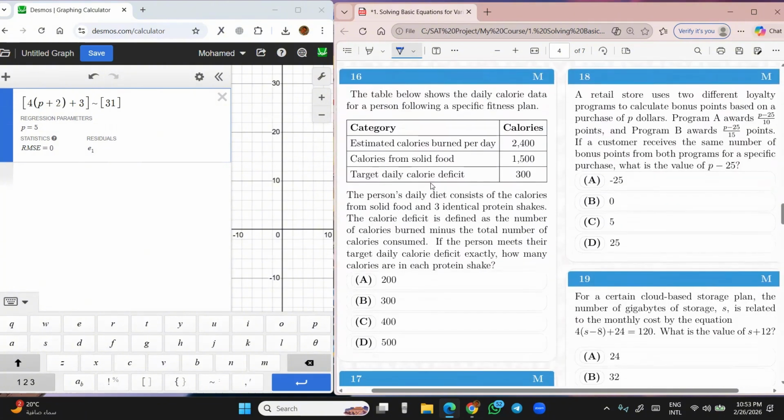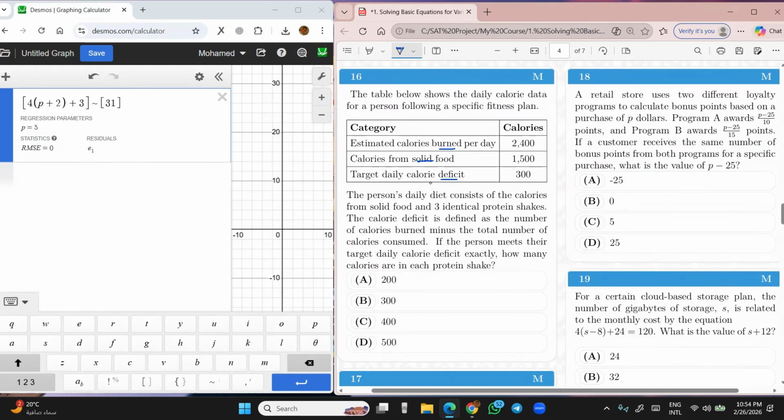Number 16, we have a table. The table below shows the daily calorie data for a person following a specific fitness plan. This number is the estimated calories burned per day, this is calories from solid food, and this is the target daily calorie deficit. The person's daily diet consists of the calories from solid food and 3 identical protein shakes.